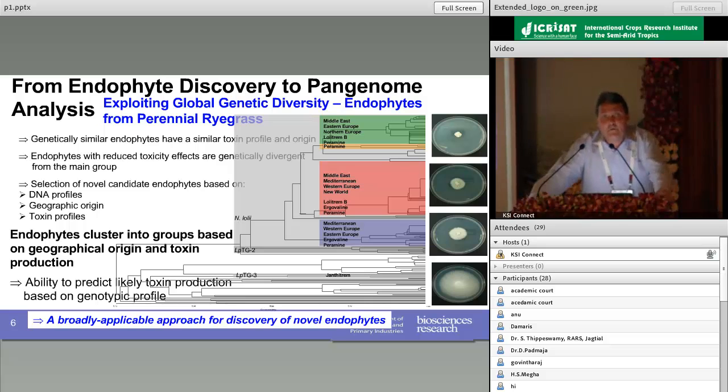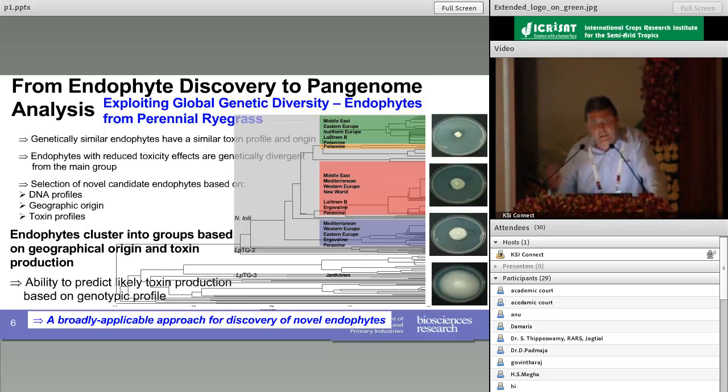So we find also that some endophytes will show reduced toxicity effects. It means that they will not produce the anti-herbivory alkaloids that have anti-mammalian activity. We find also that we can exploit the correlation of genetic diversity with geographic origin and toxin profile in order to be able to discover desirable fungal endophytes for the deployment in the genetic improvement process more effectively. So we could, based on the genetic profile, predict the bioactivity profile of the endophyte as well as informing new germplasm collections.